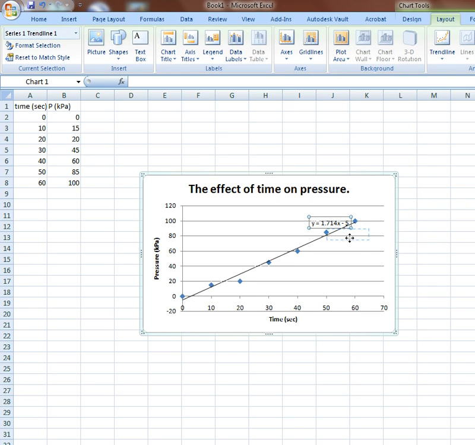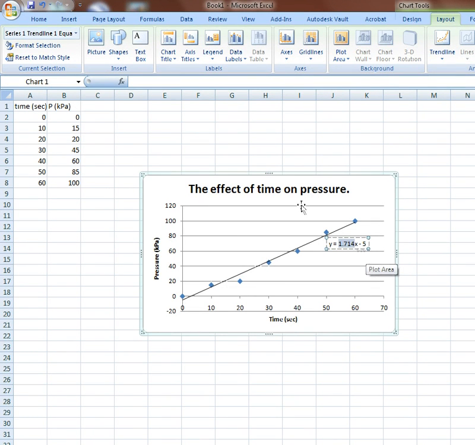Now, I can't really see it there, so I want to move it to a point where I can see it. Remember that all equations for lines are y equals mx plus b. So in this case, I would obtain the slope from here, and that would be 1.714. That's my m.